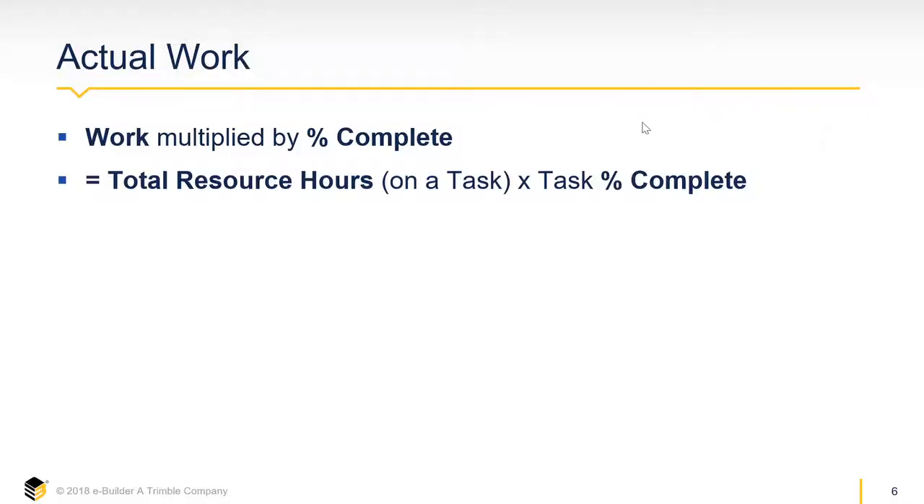Now we're going to talk about the actual work column. And actual work is a calculated column. It's the work multiplied by the percent complete for a task. So that means the total resource hours on a task multiplied by the task percent complete. And it's the result of that equation.